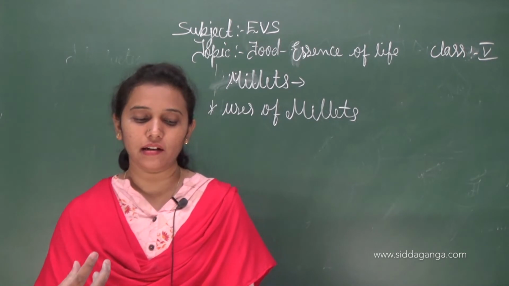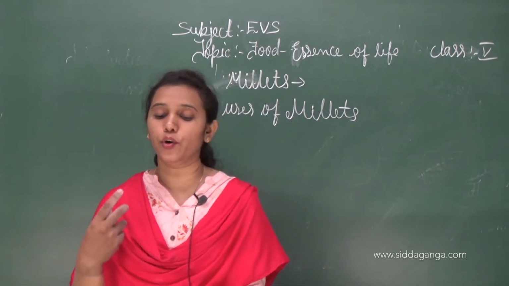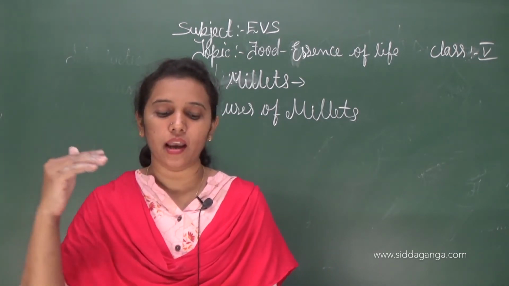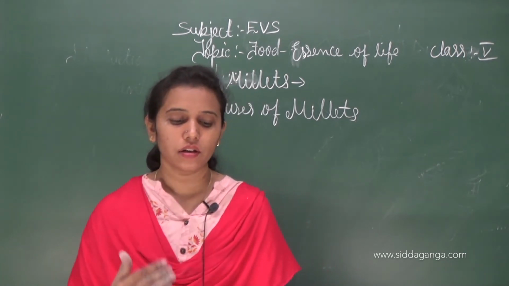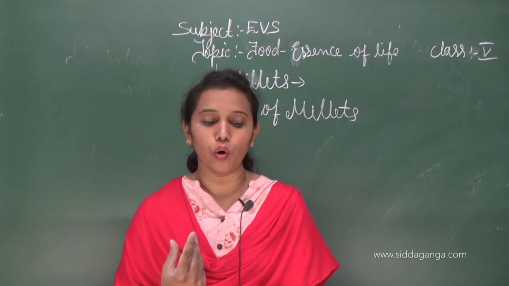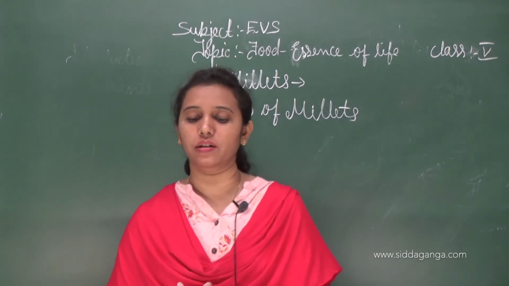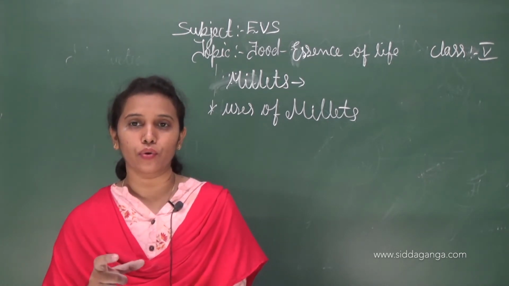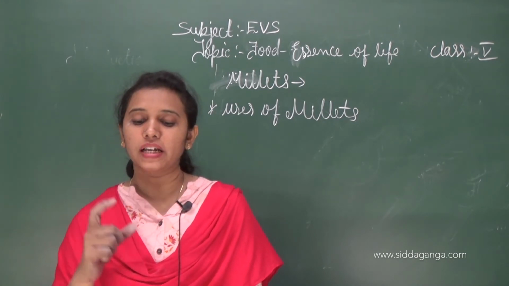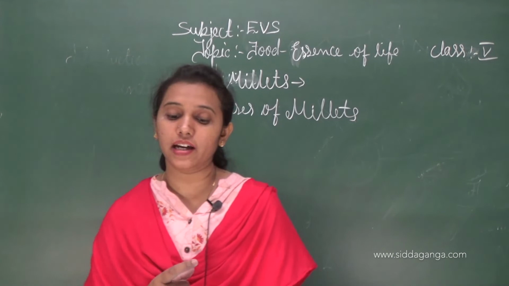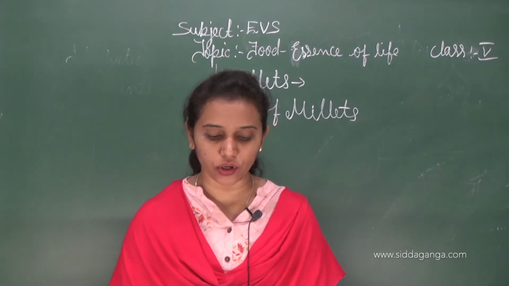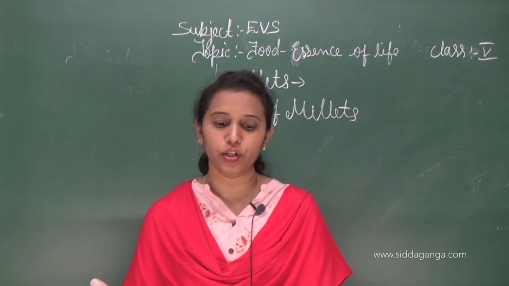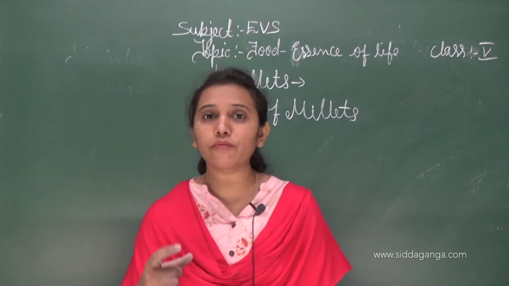When there is a decrease in agricultural land, the production of food becomes less, and there is an increasing population. More demand. So because of more demand and less production, there is a decrease in the availability of food. Understood?